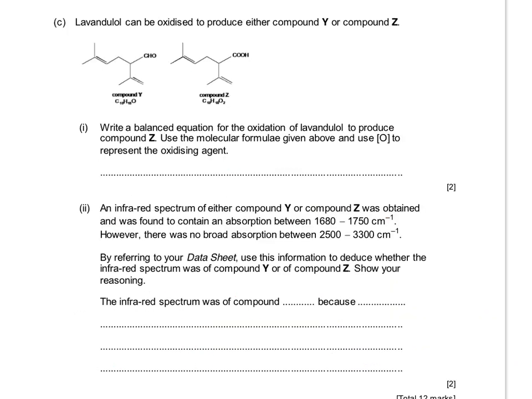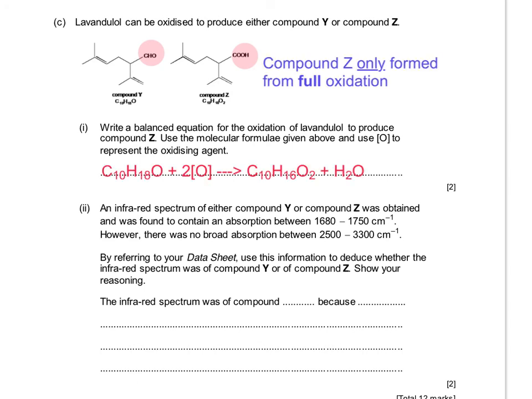We're nearly there now. It says lavandulol can be oxidized to produce either compound Y or compound Z. So bearing in mind that the original lavandulol has an OH group in the positions where you now see CHO and COOH, it says write a balanced equation for the oxidation of lavandulol to produce compound Z. Now remember, in the previous question we were asked to work out the structural formula, or the molecular formula, of lavandulol. We can now go back to that and refer to it when working this out.